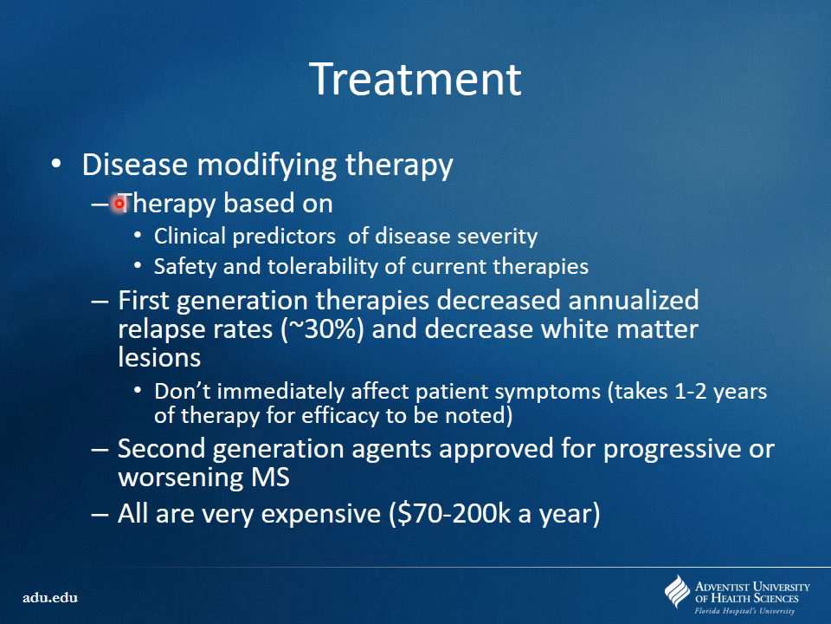So disease-modifying therapy, we're going to go over a bunch of new meds on this side of things. But you're going to find that the therapy is usually based on where the patient's at as far as severity of disease goes, and looking at a lot of the safety and tolerability. Nowadays, we're starting to get more and more safer medications to use. I'll talk about some of the older ones that may still be used occasionally and how pretty toxic they are. With first-generation therapies, you may see a decrease in relapse rate of about 30%, and also a decrease in those white matter lesions.